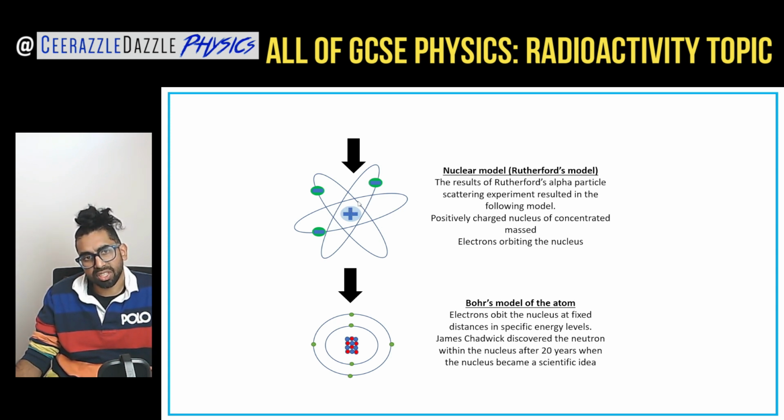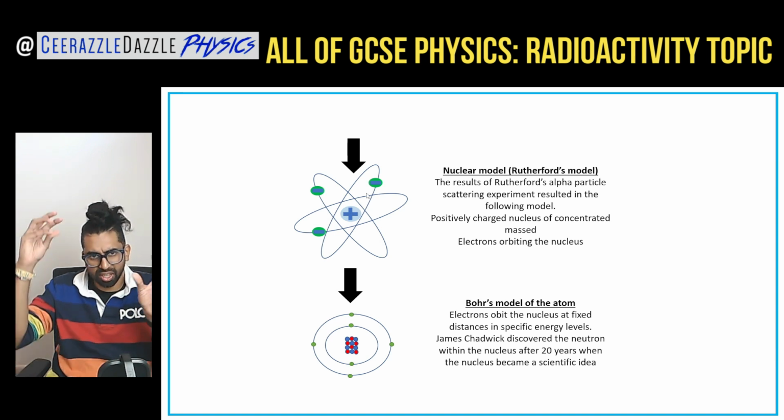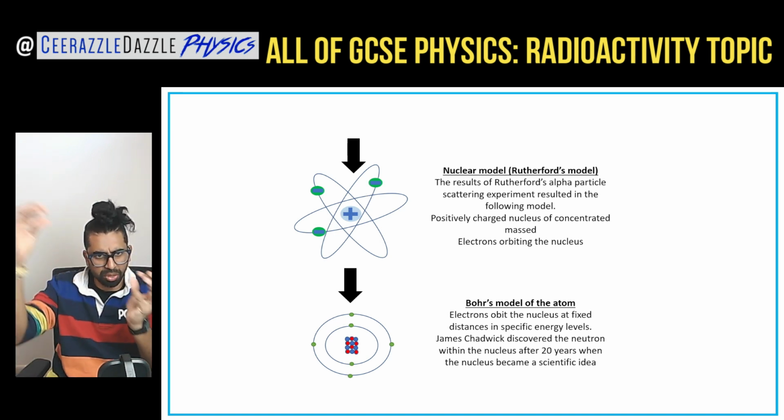But there's a big flaw in this. So obviously if this is positive, this is negative. Hopefully you can see that they would collapse because they would be attracted towards each other.